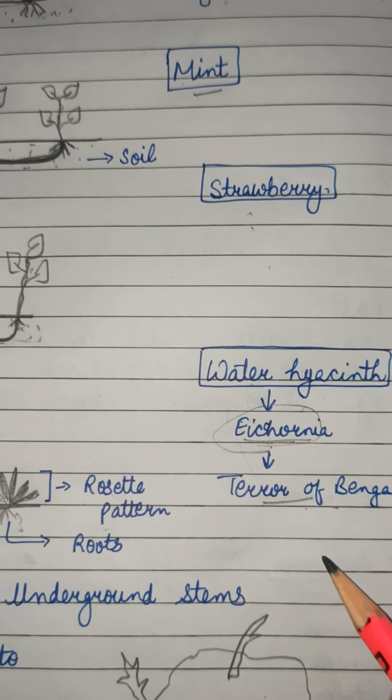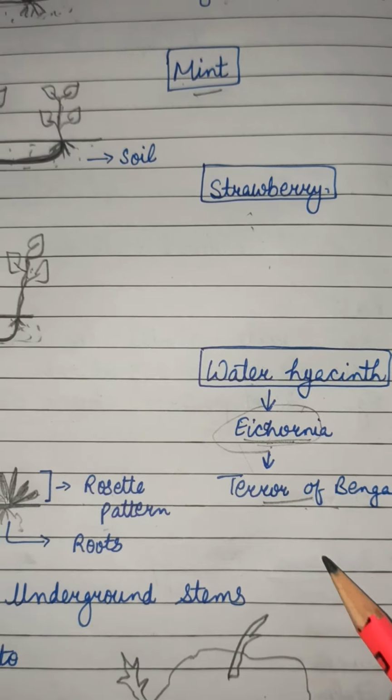Now next is underground modification of stem. So first is the tuber of potato. Like here you can see this is a potato, this is the tuber of potato, and this is the germinating bud of potato, which will give rise to a new plant. Means this tuber is the stem of potato, this is stem, and this stem is giving rise to a new plant, that is, the tuber of potato giving rise to a new plant. Next examples are rhizome of ginger and bulb of onion. These are also examples of underground stems.